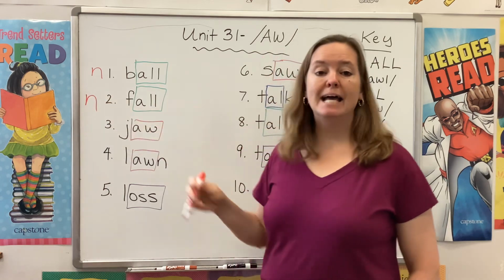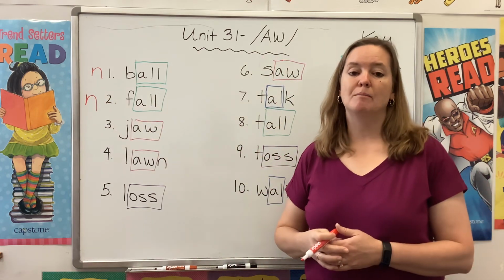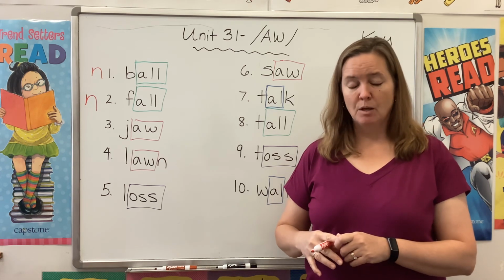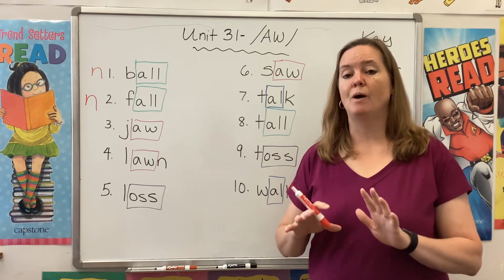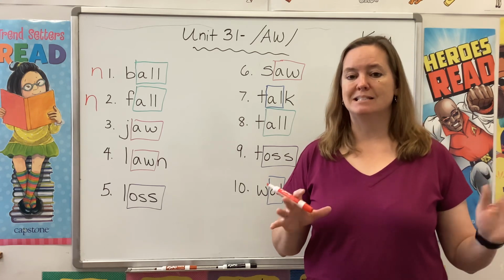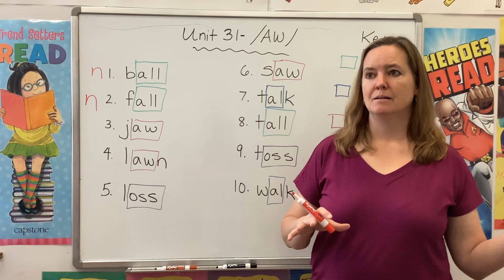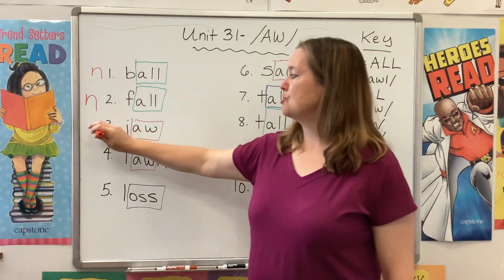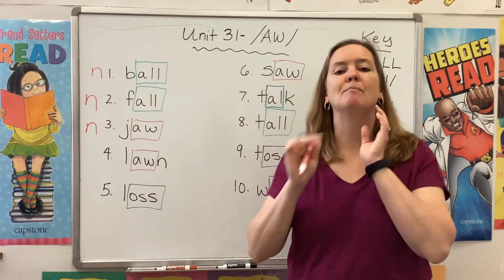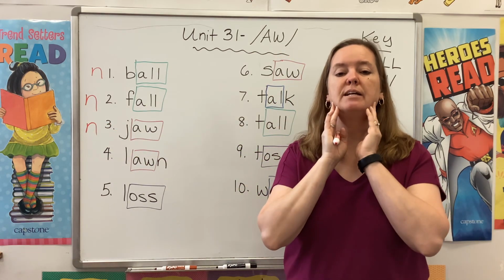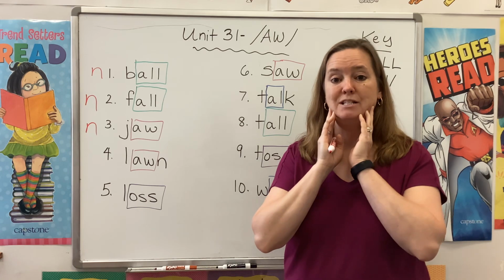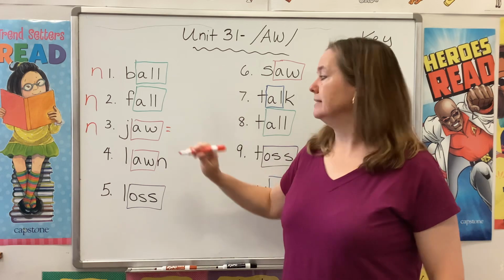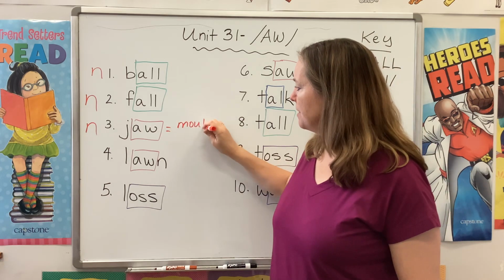Fall can be used as a noun if we're talking about the season, winter, spring, summer, and fall, okay? Or we could talk about a person who had a bad fall. Humpty Dumpty sat on a wall, Humpty Dumpty had a big fall. So a fall could be a noun. Jaw is a part of your mouth. You can feel your jawbone right here. See how it moves up and down. So a jaw is, we're just going to say, equals mouth bone.